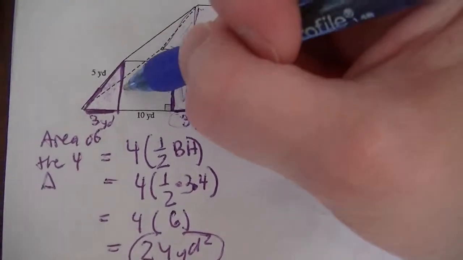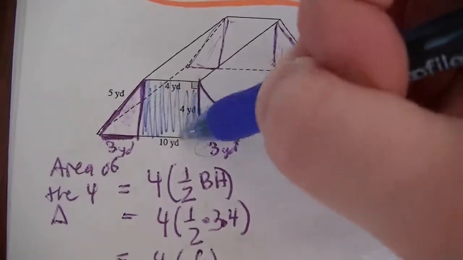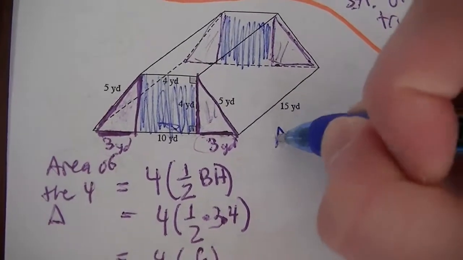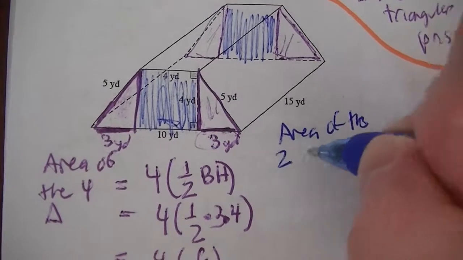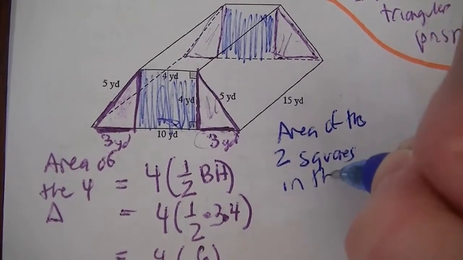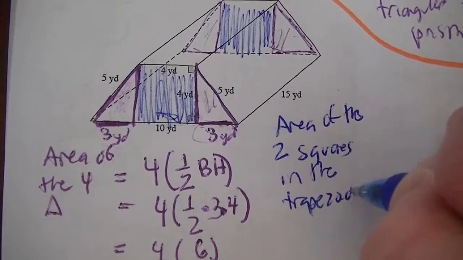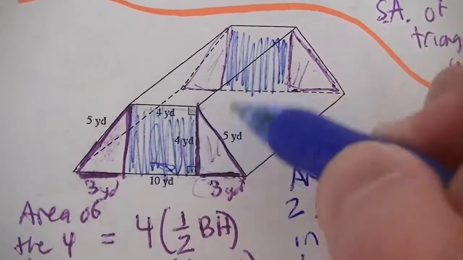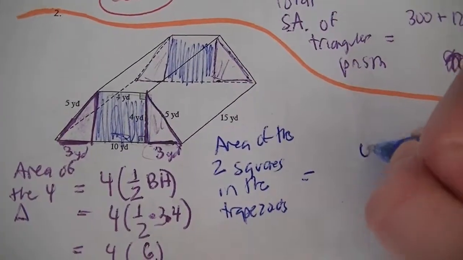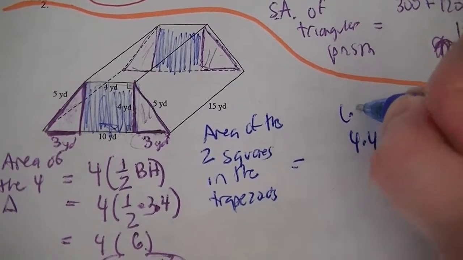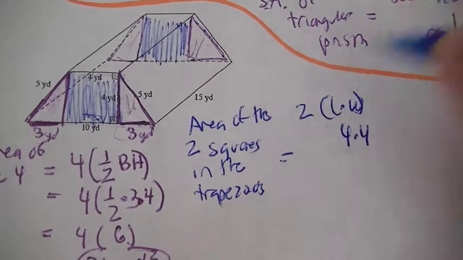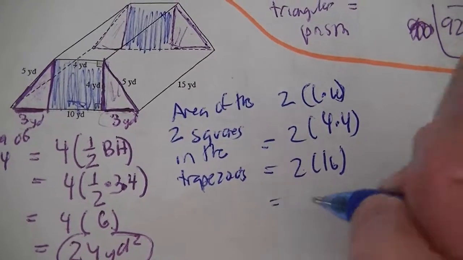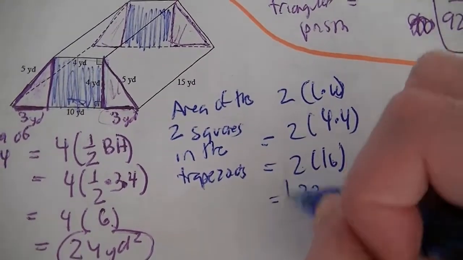Now the next areas I'm going to find are these little square pieces of that trapezoid, and there's one right there and then one in the back right there, okay? Area of the 2 squares in the trapezoids. Okay, and it's not 10 yards there, remember, that's from here to here. It's only 4 yards by 4 yards. So 4 times 4, because length times width. And remember, there's 2 of them. So that's going to multiply it by 2. So we have 2 times 16. 2 times 16 is 32 yards squared.